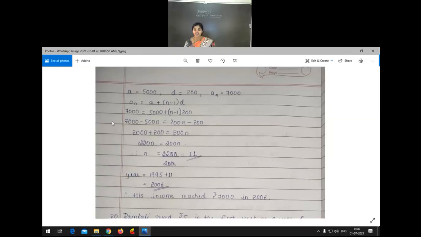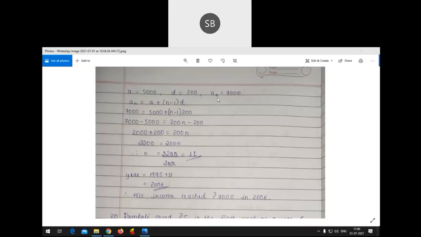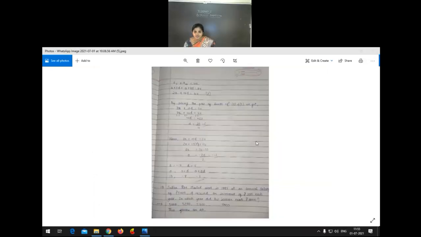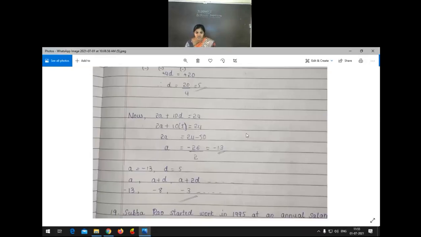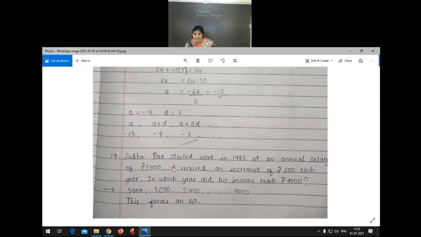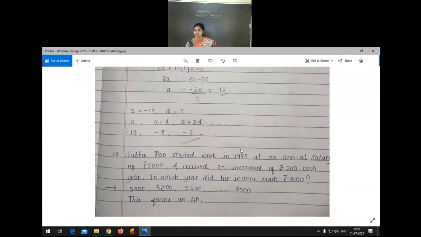Okay, one second, let us see. Students, see here, the 19th question. We are discussing the 19th question again. Subbarao started work in 1995 at an annual salary of rupees 5,000 and received an increment of rupees 200 each year. In which year did his income reach rupees 7,000? So we have to include 1995 also as the first year.